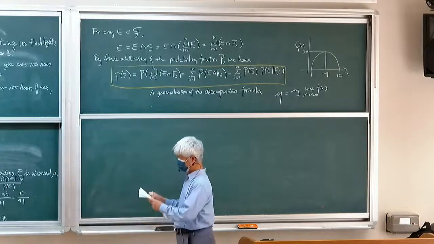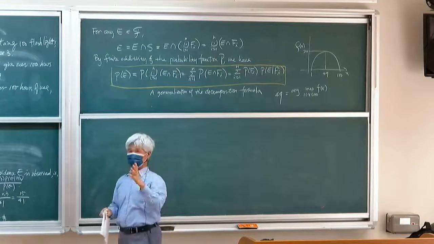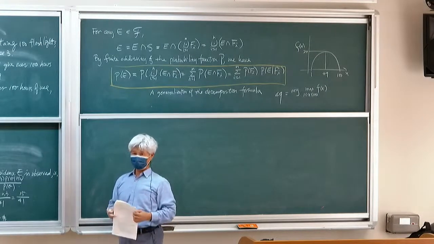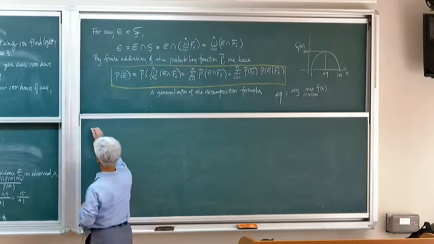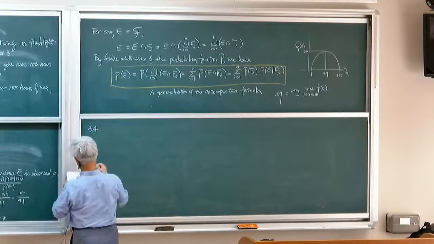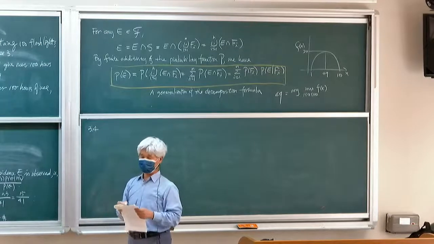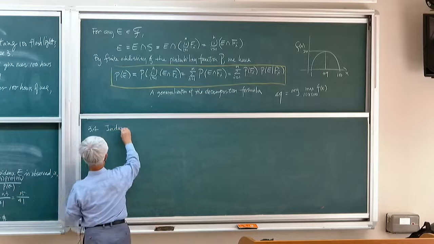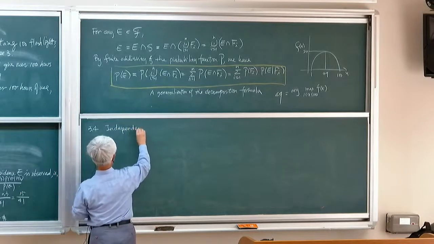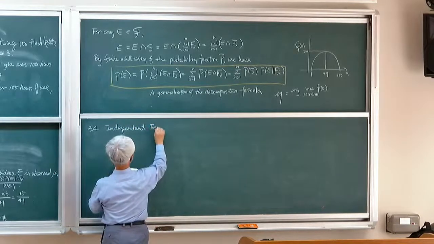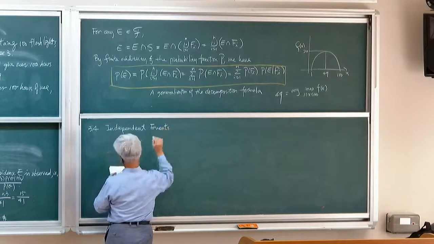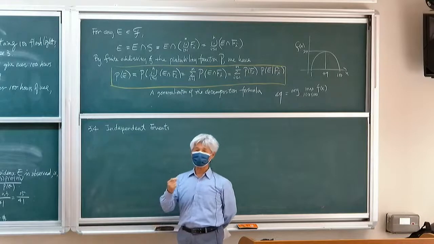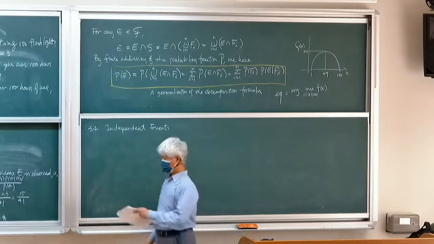Okay. Now, we discussed the concept of conditional probability a lot. Now we will go to the concept of independence. Okay, right, so we will talk about independent events.